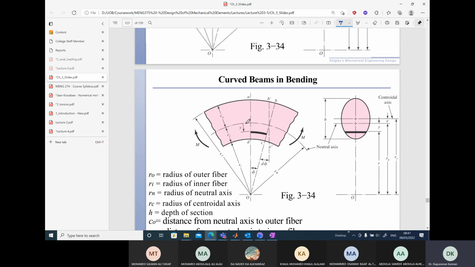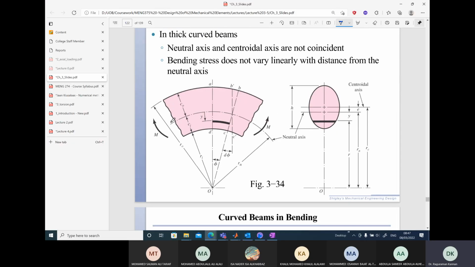In the case of curved beams, the neutral axis of the curved beam does not coincide with the centroidal axis of the cross section. Suppose you take a curved beam like a hook you use in a crane. So that is like a curved beam.